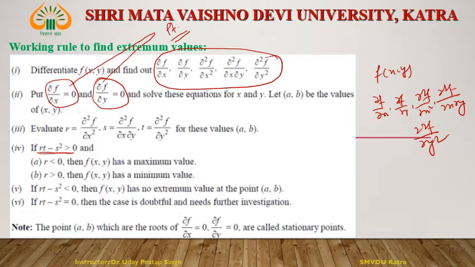Okay, at this point you have to find out what is rt minus s square. If rt minus s square is greater than 0 and r is less than 0, then this function has maximum value. If rt minus s square is greater than 0 and r is greater than 0, then this function has minimum value, right? If rt minus s square is less than 0, then this function has neither maximum nor minimum. If rt minus s square equal to 0, then it is doubtful case. Okay, then we will move to the third derivative.